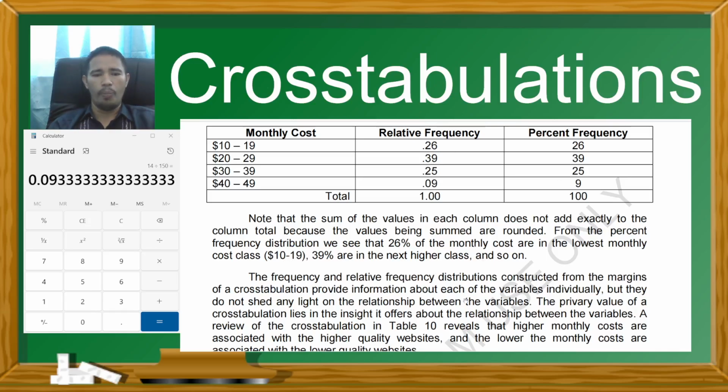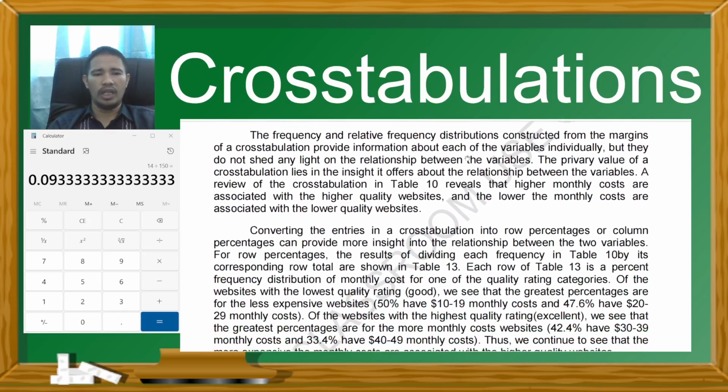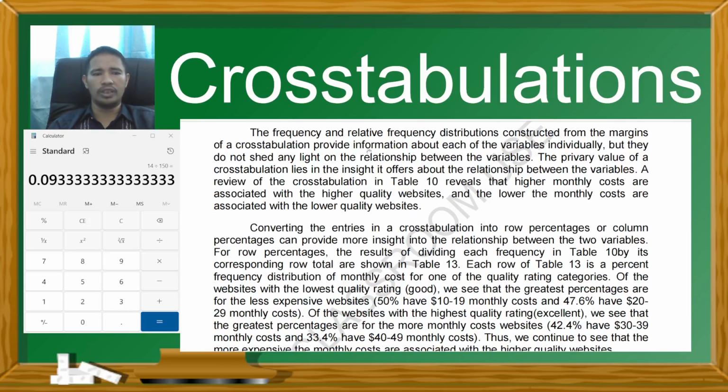This one, guys. The frequency and relative frequency distributions constructed from the margins of a cross tabulation provide information about each of the variables individually, but they do not shed any light on the relationship between the variables. The primary value of a cross tabulation lies in the insight it offers about the relationship between the variables. A review of the cross tabulation in Table 10 reveals that higher monthly costs are associated with higher quality websites, and lower monthly costs are associated with lower quality websites.